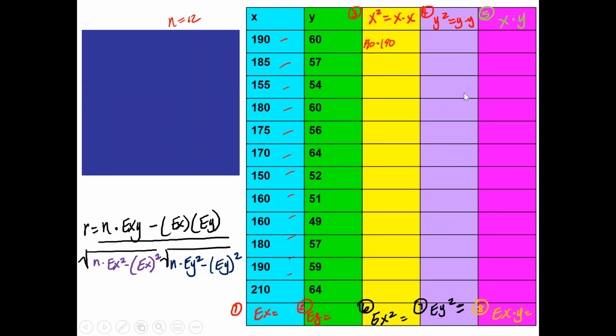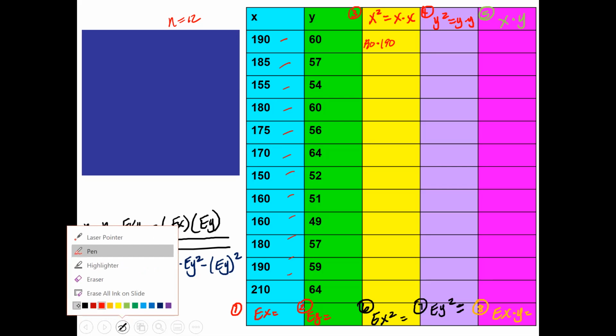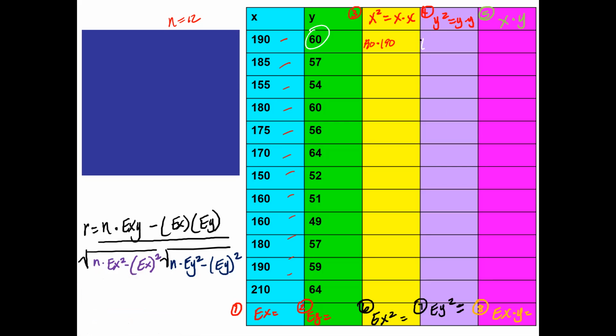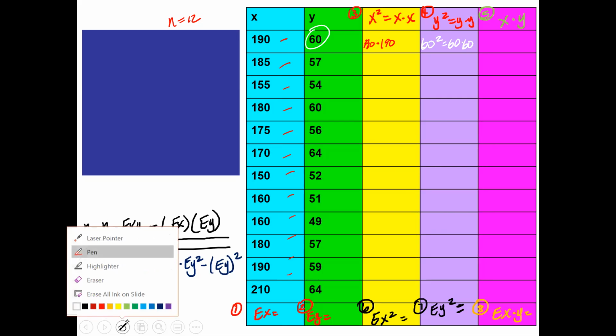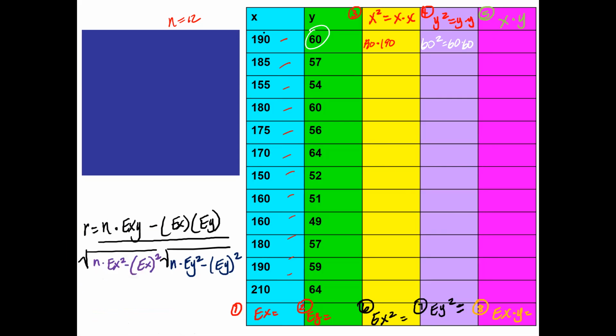For the fourth column, that is y squared. So you're going to do 60 squared, which is 60 times 60. You want to do that with all of these for the next column. Pause the video and answer that in the purple column. Then your fifth column is simply x times y. So that's 190 times 60, and go ahead and multiply that out. Pause the video to do that.